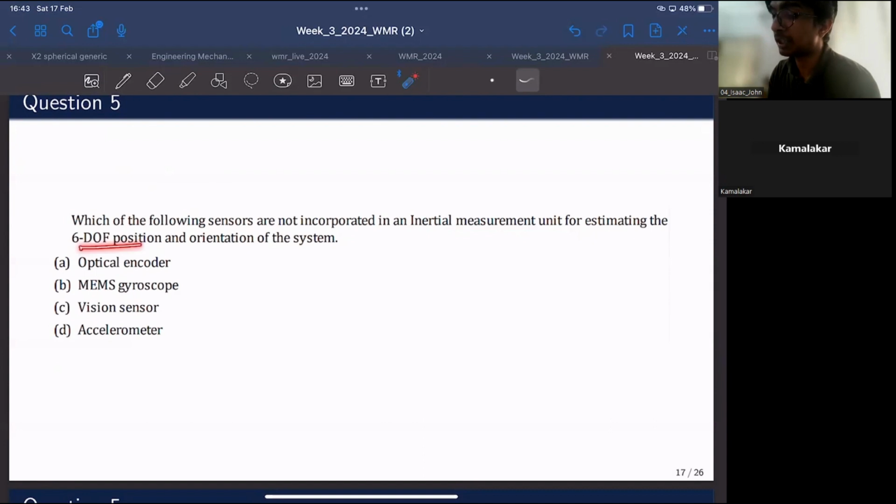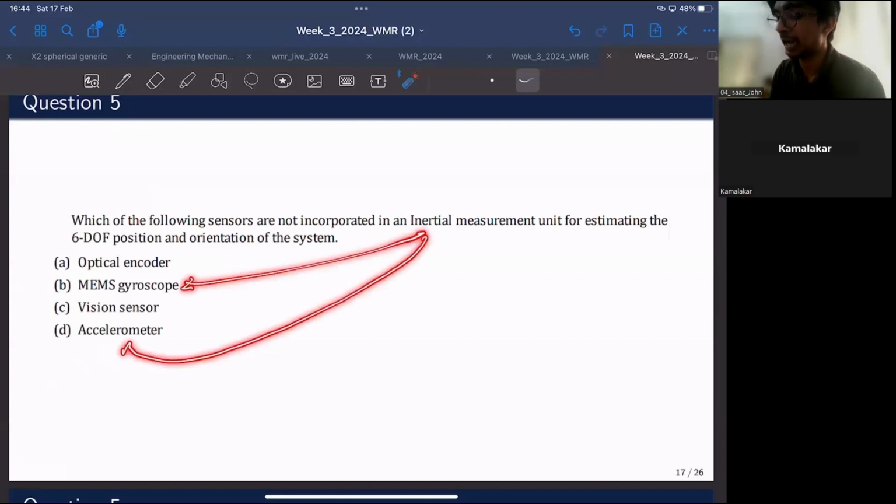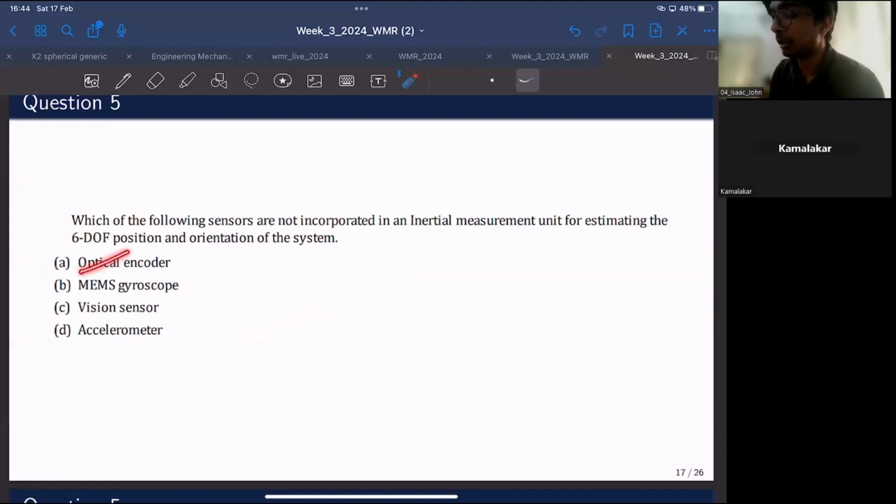The positions can be measured using accelerometers in 3 directions. If you integrate the accelerations, you get velocities, and if you integrate further, you get positions. And orientation you can get from gyroscopes placed along 3 axes. So an inertial measurement unit essentially consists of gyroscopes in 3 axes and accelerometers in 3 axes, while the rest of them are not really part of IMUs.